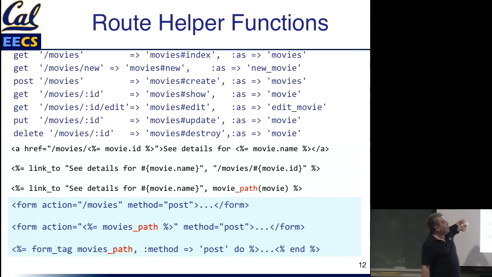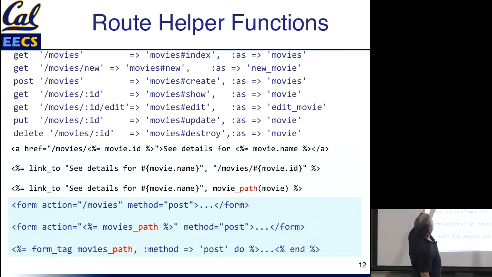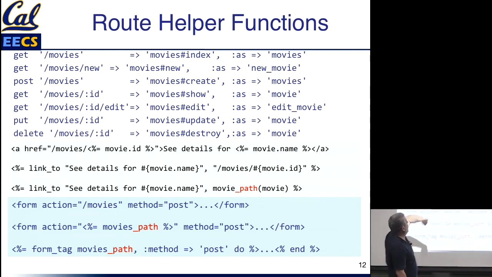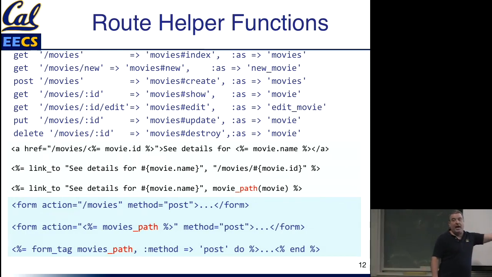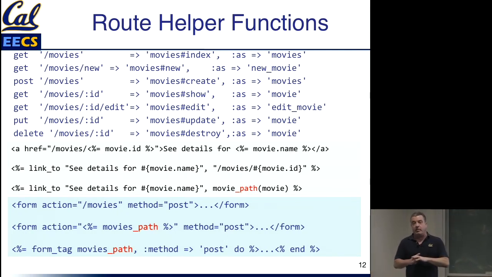So I think what you're saying is if I had get /movies as movies, but I also had get /movie singular as movies plural, that would actually be an error. Because then when you said movies path, there would be no way for it to tell which one you actually meant. So it's actually an error to define them that way.